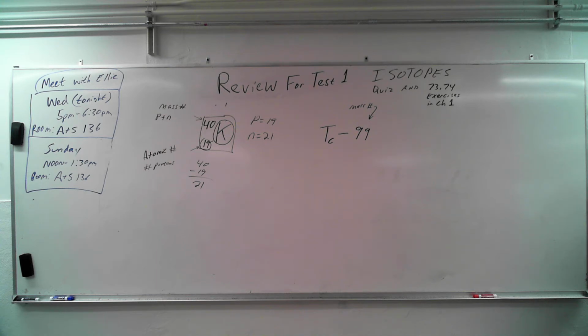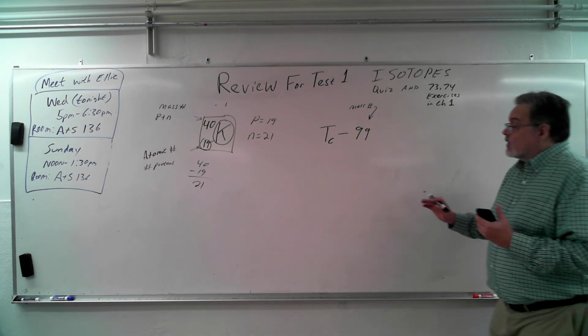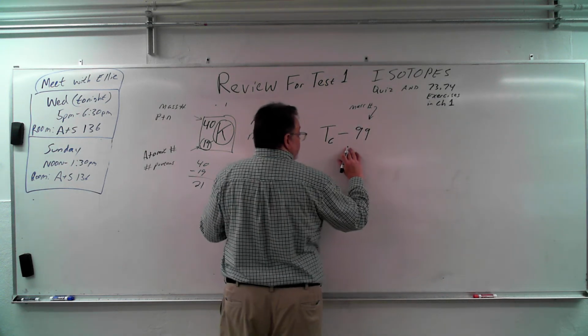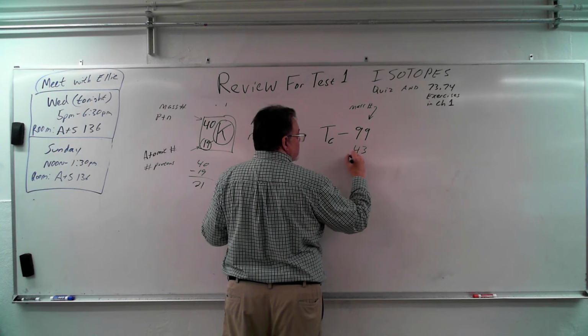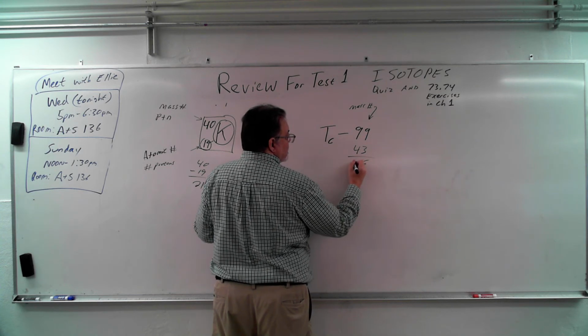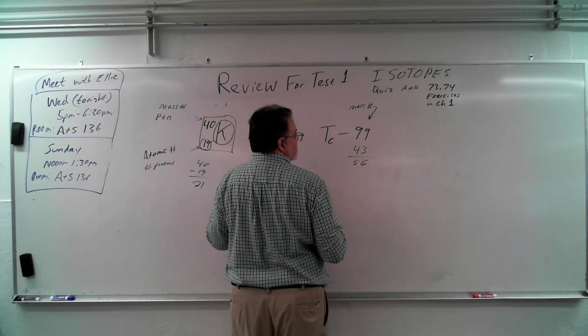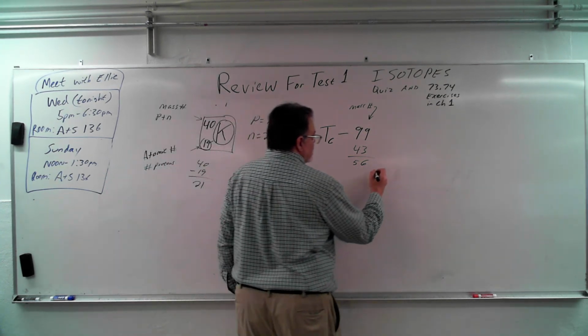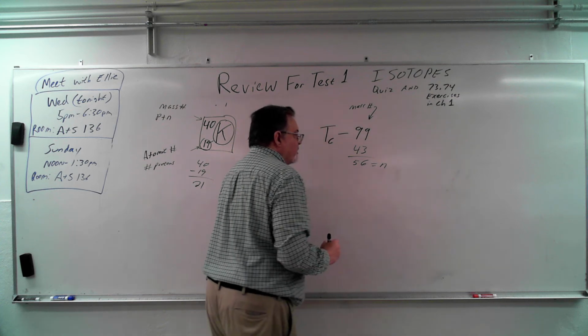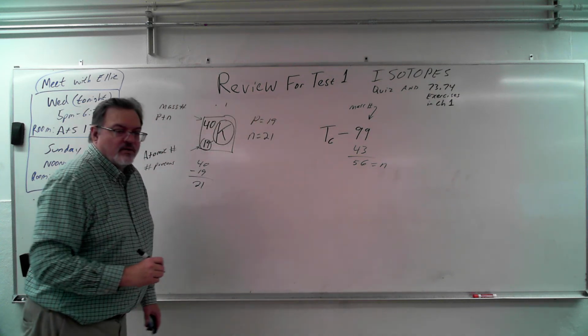All right. So how many protons does this have? 43. So you get the 43 from the periodic table. This is the mass number, so this is protons plus neutrons. 99 minus 43 is 56. Did I do that right? Yeah. So that's how many neutrons.